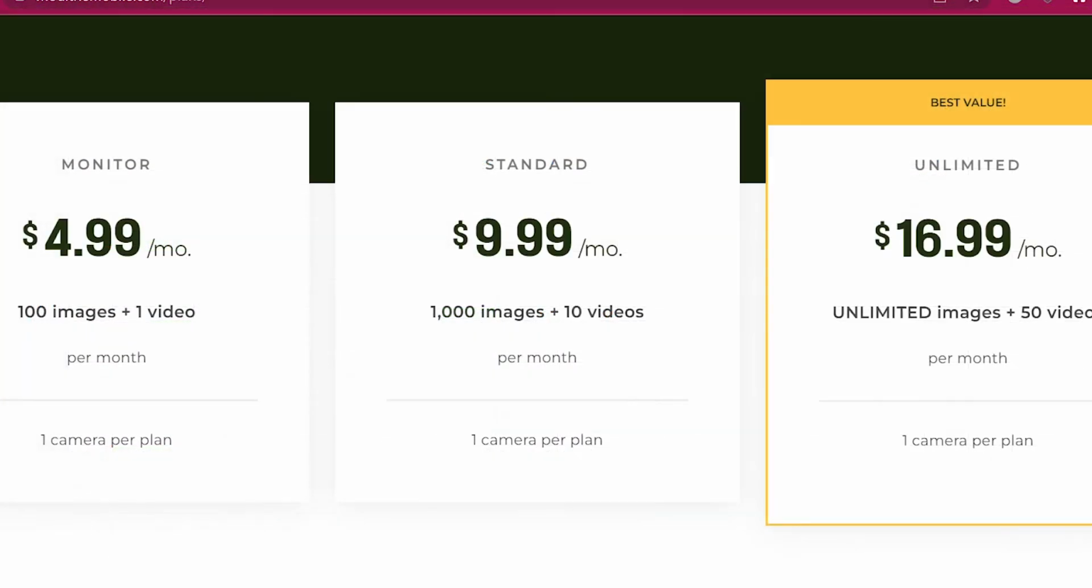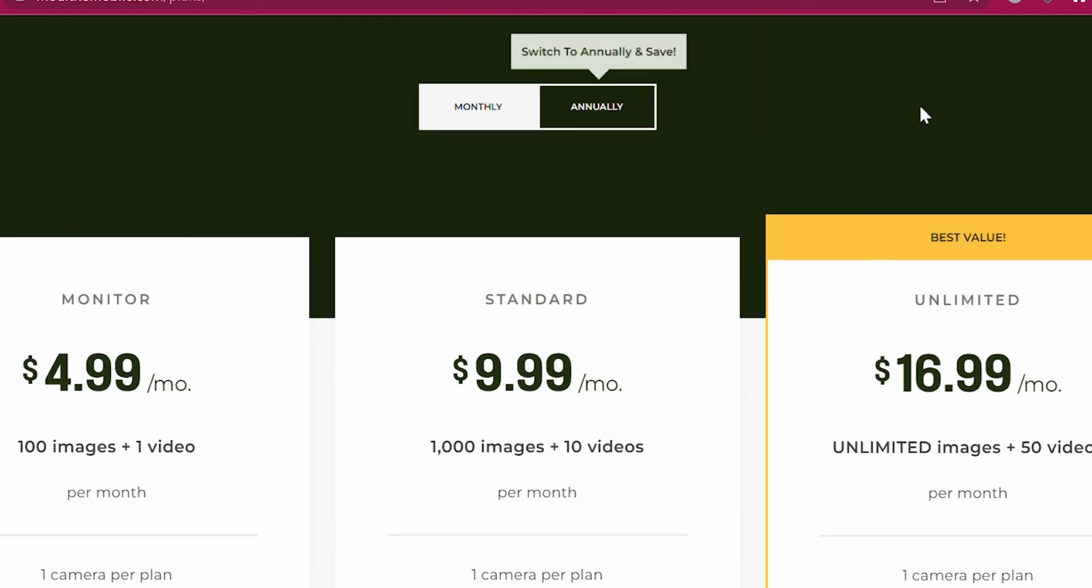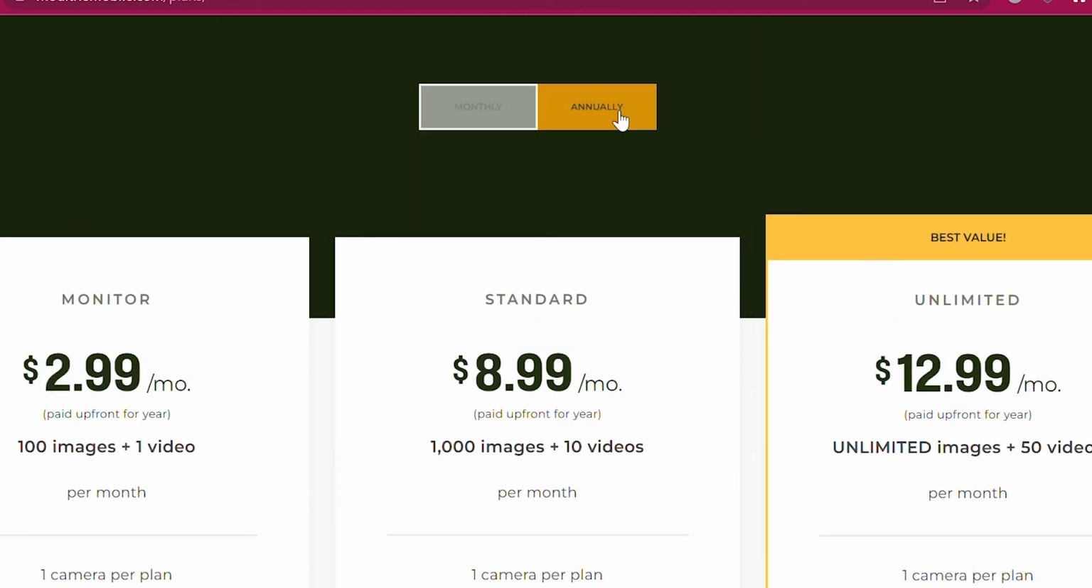I know that's important. And then finally you've got $17 for unlimited pictures and 50 videos. $17 for one camera for that kind of information. That is pretty darn sweet, I must say. If you had like 4 cameras, something like that, that would be pretty darn tempting.